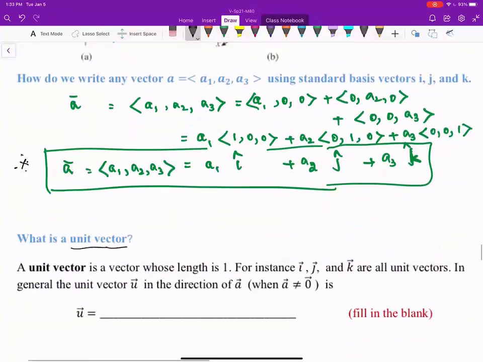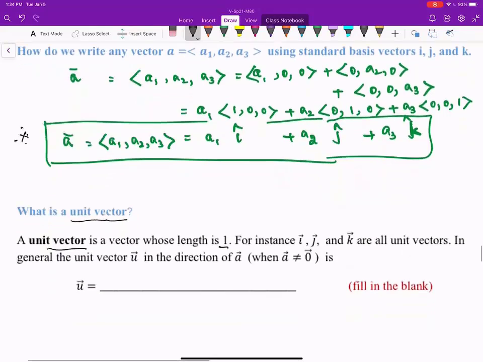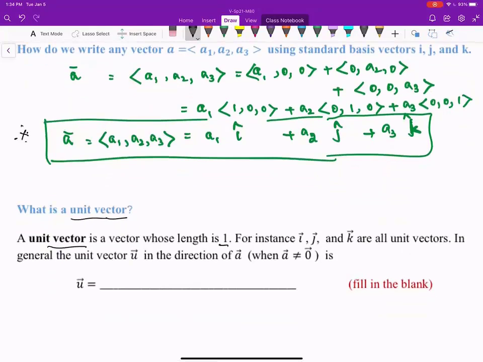What is a unit vector? A unit vector is a vector which has unit length, whose length is just 1. For instance, I, J, and K are all unit vectors. In general, the unit vector U in the direction of A, where A is not equal to 0, is A divided by the length of A. If you have A divided by the length of A, then that will be a unit vector.